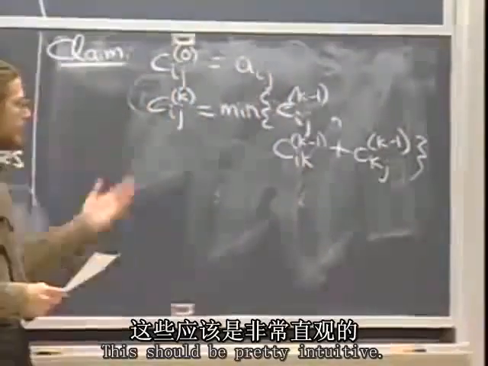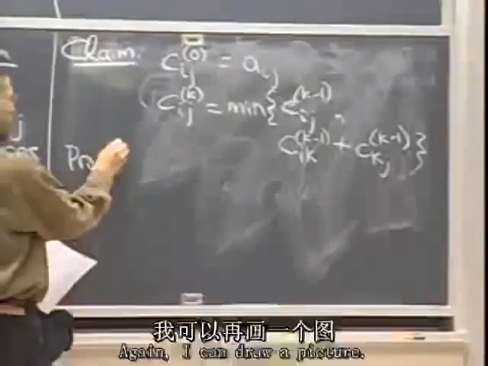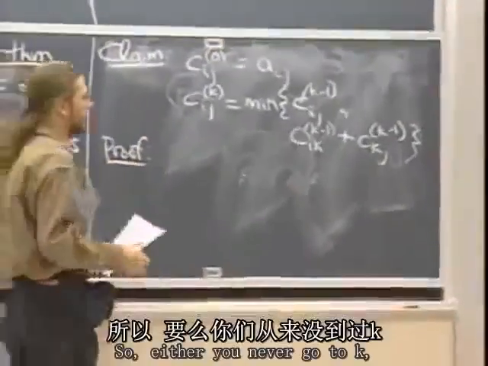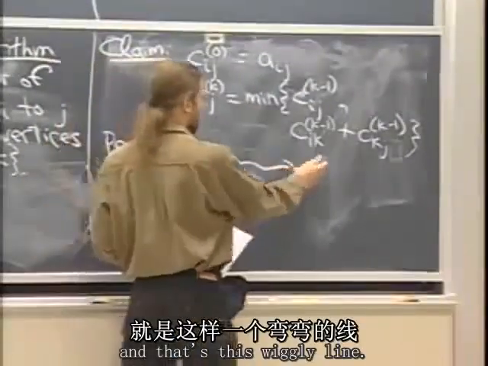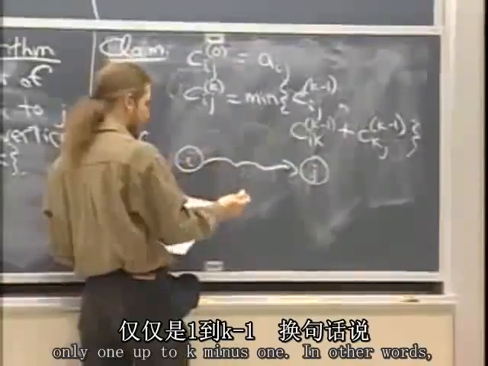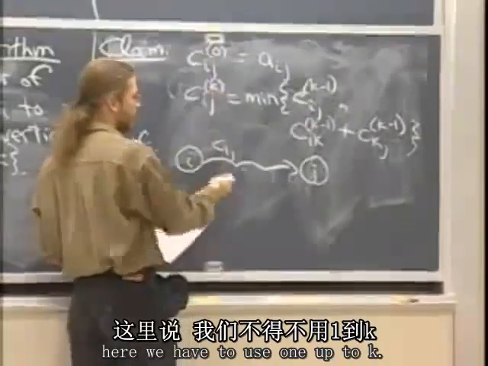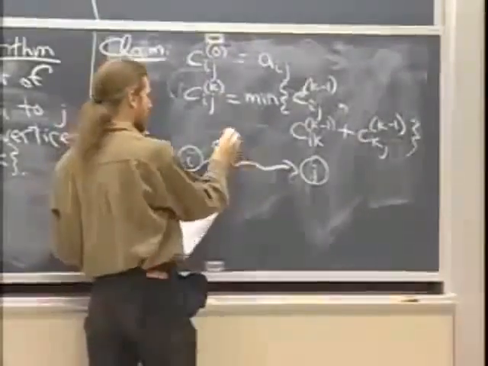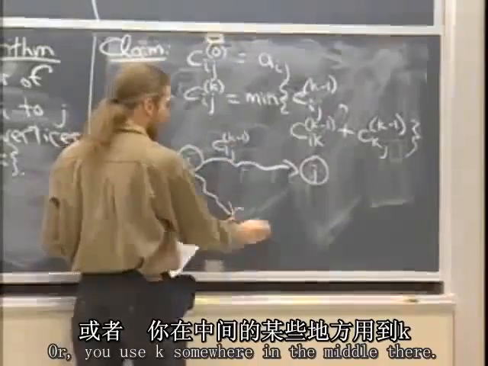This should be pretty intuitive. Again, I can draw a picture. So either you never go to k, and that's this wiggly line. You go from i to j using things only 1 up to k minus 1. In other words, you don't. Here we have to use 1 up to k, so this just means don't use k. So that's this thing. Or you use k somewhere in the middle there.